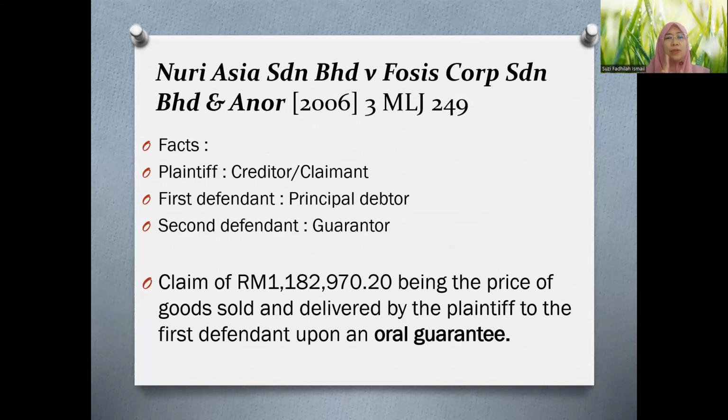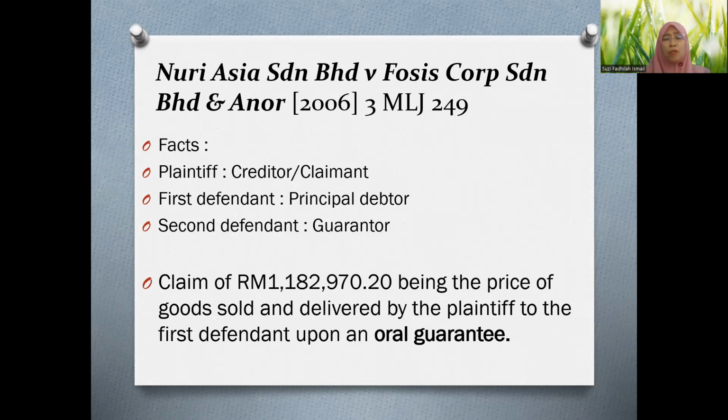And we have two defendants. The first defendant was the principal, the main debtor, the one who owes money to the creditor. And the second defendant here is not the debtor. He's not the one who owed the money here, but he's the guarantor. If you don't pay, then they will jump into the shoes of the debtor. That's why we have first defendant, second defendant.